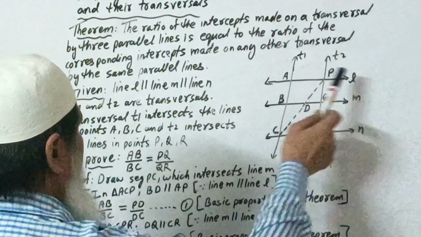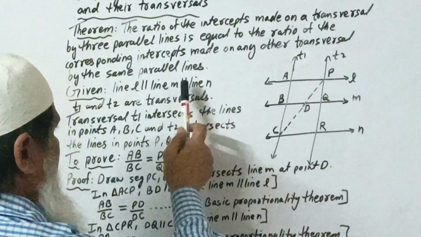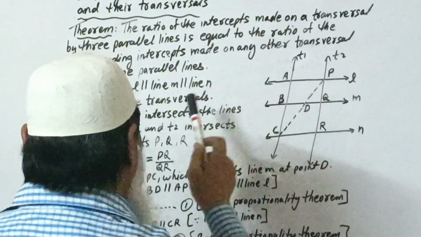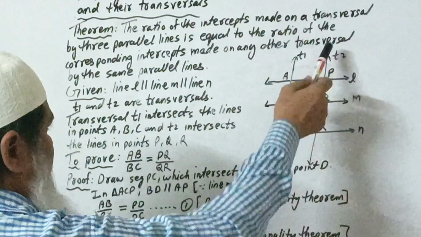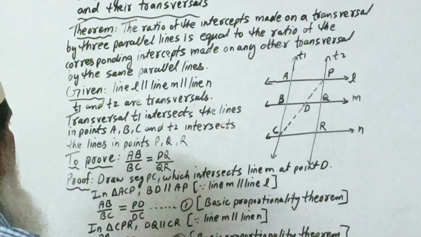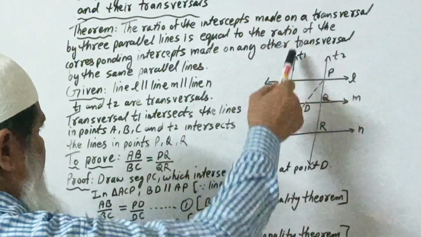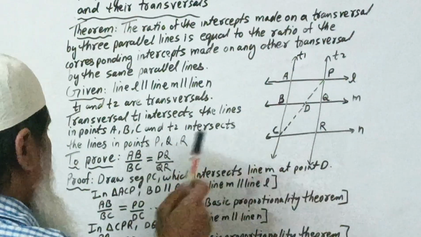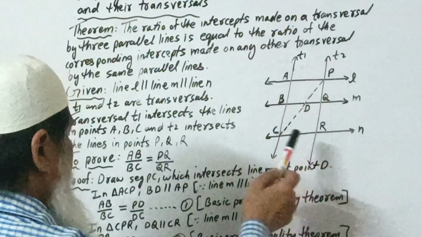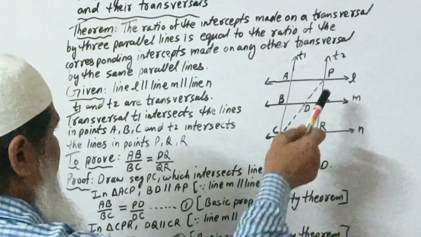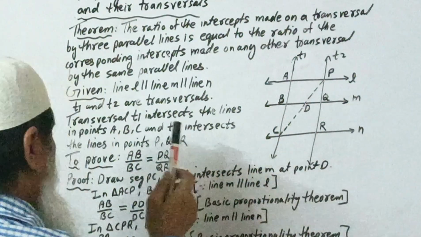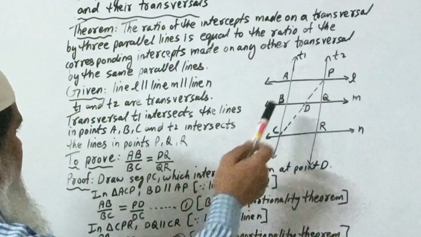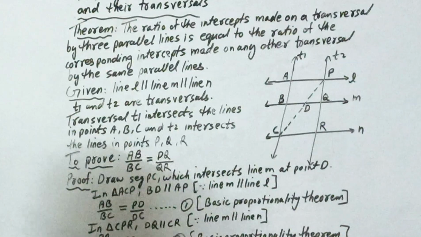Given line L is parallel to line M, parallel to line N, and T1 and T2 are the transversals. Transversal T1 intersects the lines in points A, B, C, and transversal T2 intersects the lines in points P, Q, and R. To prove AB upon BC is equal to PQ upon QR.